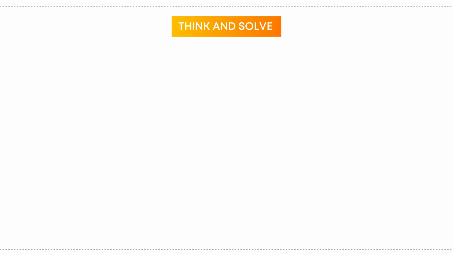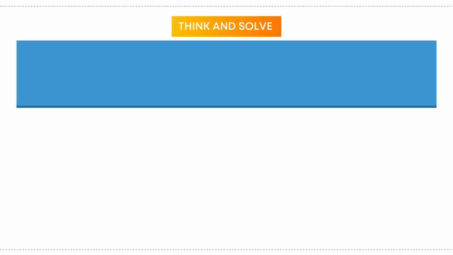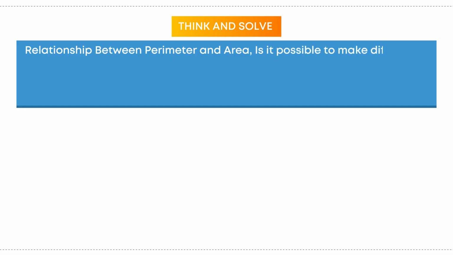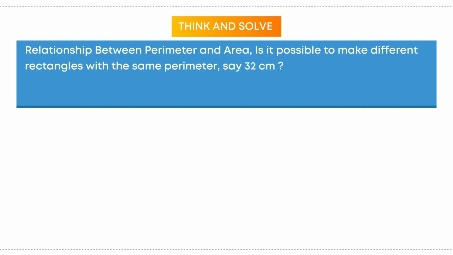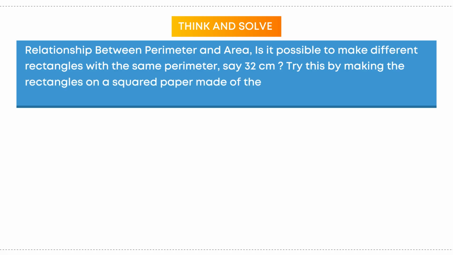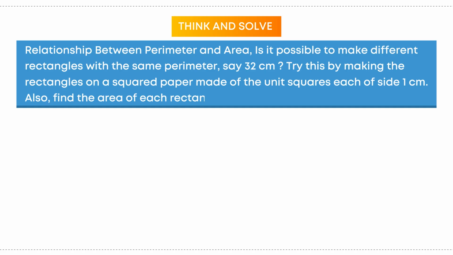Think and solve. Relationship between perimeter and area. Is it possible to make different rectangles with the same perimeter, say 32 centimeters? Try this by making the rectangles on a squared paper made of the unit squares, each of side 1 centimeter. Also, find the area of each rectangle. One is done for you.